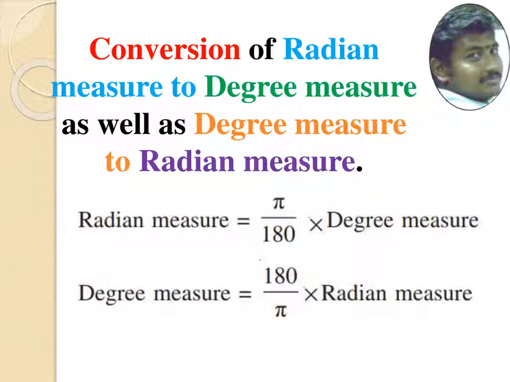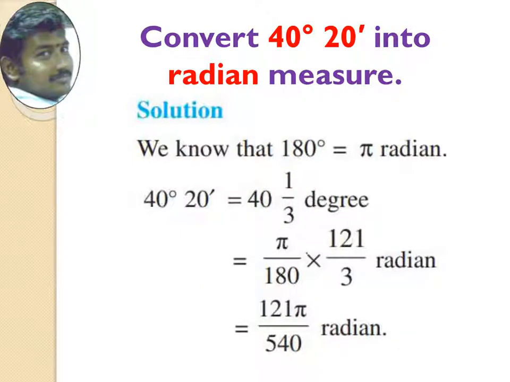Conversion of radian measure to degree measure as well as degree measure to radian measure. Radian measure is equal to pi by 180 into degree measure. Degree measure is equal to 180 by pi into radian measure. Okay, this is the formula to convert radian measure to degree measure and degree measure to radian measure. Let us see a few problems.